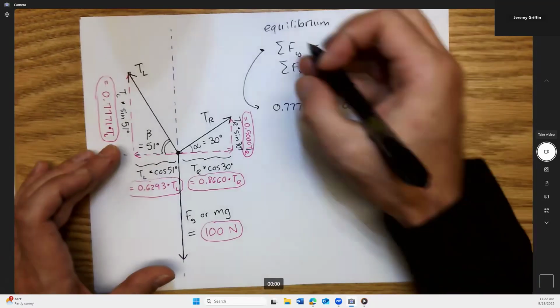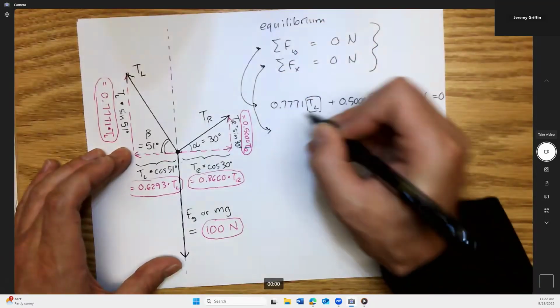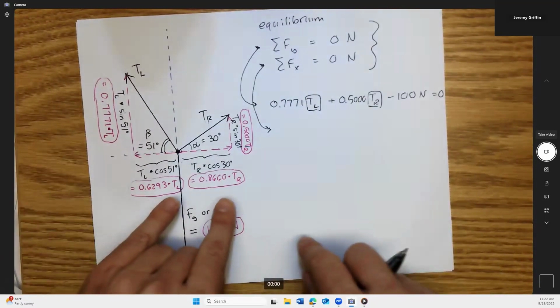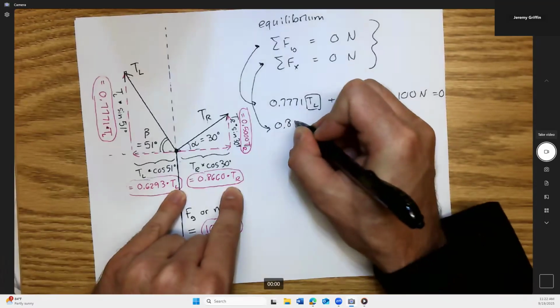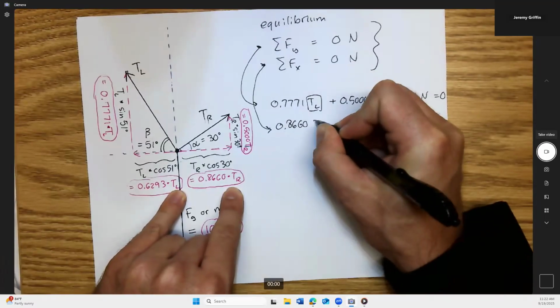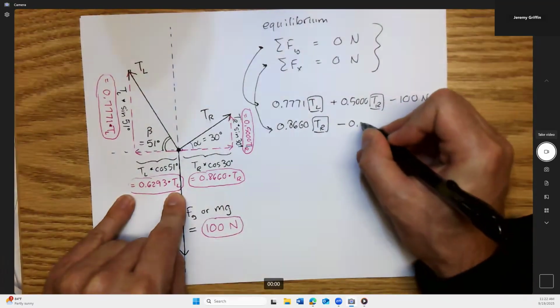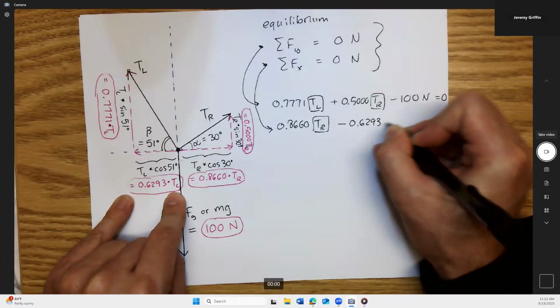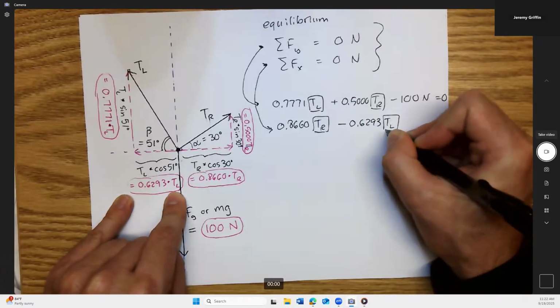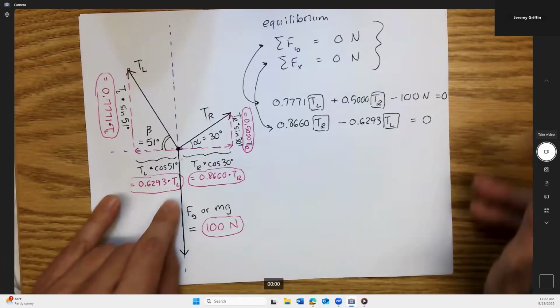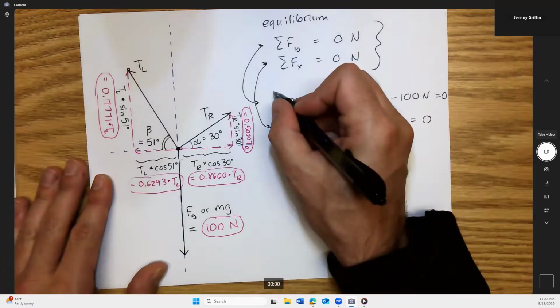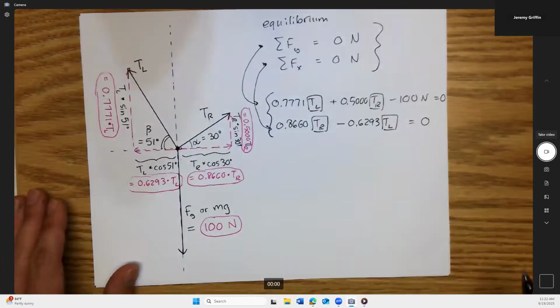Right? How about in the horizontal? Can I set it up this way? So horizontal, can I say 0.8660 tension right minus 0.6293 tension left? That also zeroes out, 0 newtons. Okay. Isn't that my system right here? Here's my system. Boom, boom.